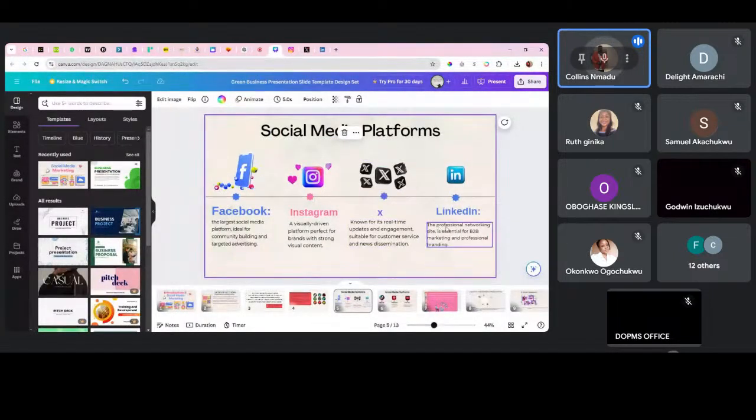Then LinkedIn. So I said SpaceX, X. All right. We all know who owns X: Elon Musk. One beautiful thing about X is that, for people who like engagement and news, you can always get the latest news and engagement from X.